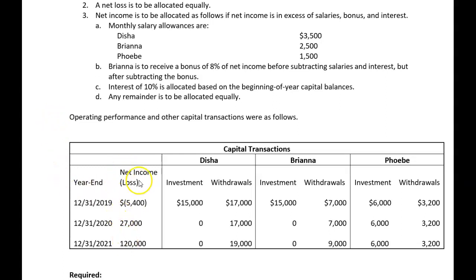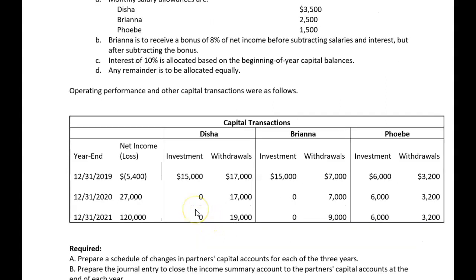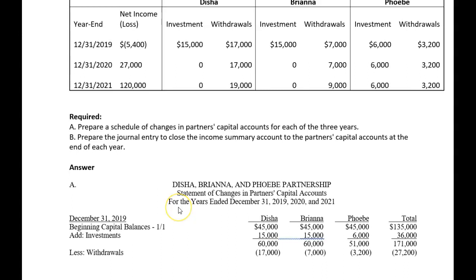Here you have your income or loss for each of the 3 years. You have additional investments here from the 3 partners, and then you also have withdrawals in each of the years. All right, so let's take a look at how to lay this out, the schedule of changes in the partners' accounts. So in 2019, they started off even: 45, 45, 45.